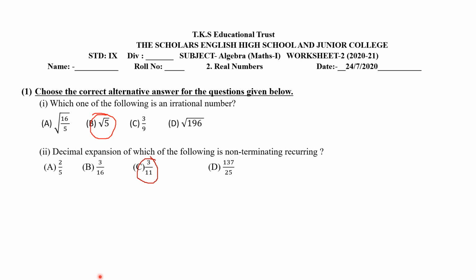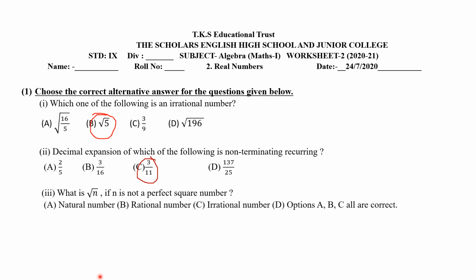Now let's move to our third question. What is root n if n is not a perfect square number? The given options are: A, natural number; B, rational number; C, irrational number; and D, options A, B, C are all correct. If n is not a perfect square, then root n is an irrational number. So students, you have to circle option C, that is an irrational number.